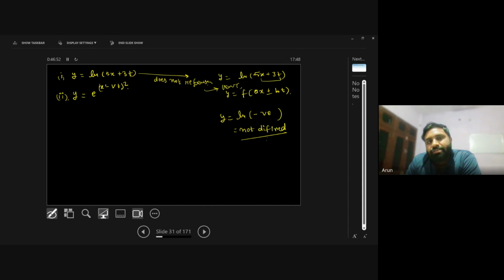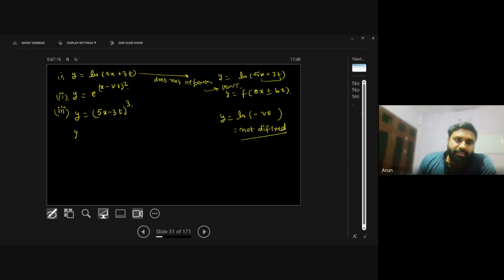Okay, I will do y equals e raised to the power (x − vt) whole square on my own. Meanwhile, you do this: y equals (5x − 3t) raised to the power 3. Check this function and tell me whether it is representing a wave or not. Or how to check it? Firstly, the first method is that it should be a function of the form ax plus or minus bt. That is satisfying the condition.